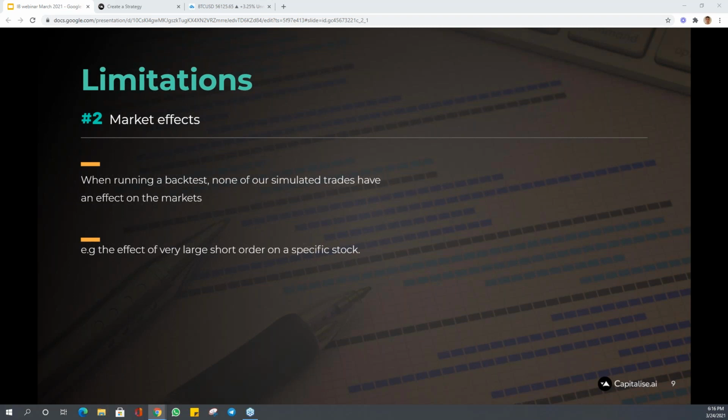So it's okay if we're buying 10 Tesla, 100 Tesla, 10,000 USD worth of Tesla, or whatever stock it is; the amount of trading going on in those stocks, it probably would have a very small effect. But if you're placing really large orders, for instance, a very large short order on one stock, that could change the outcome of where the stock goes straight after that order and how it moves in the future. So obviously, no backtest has an effect on the market. So that's limitation 2, market effect.